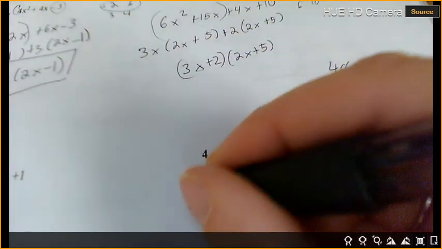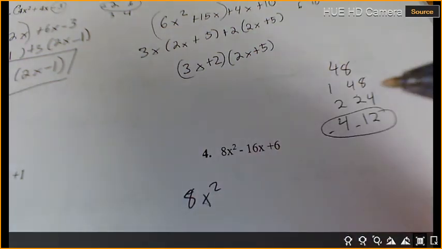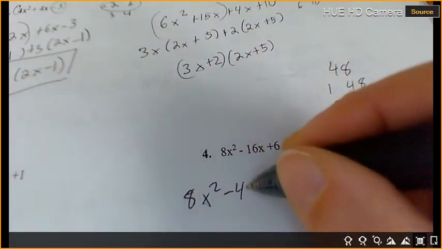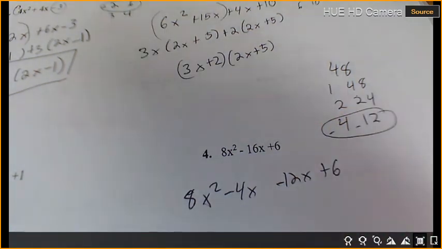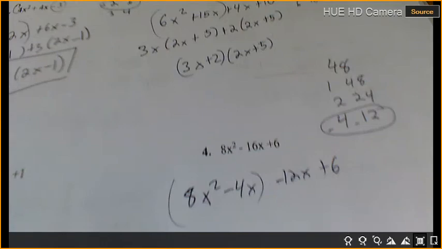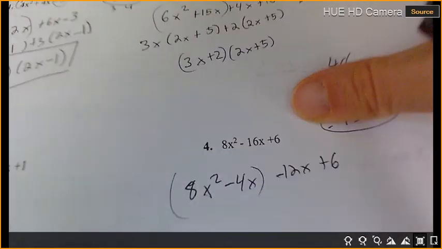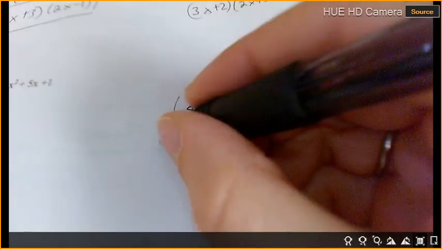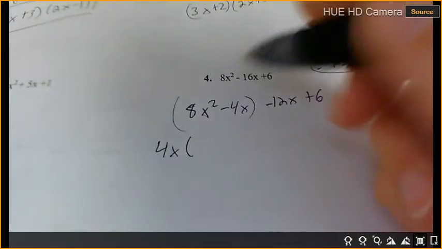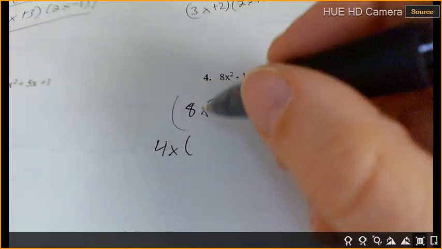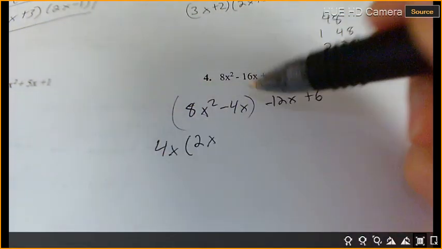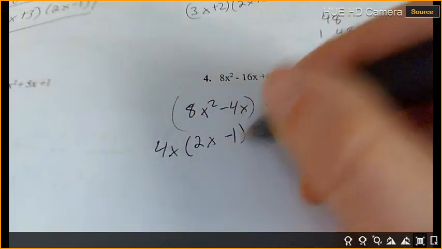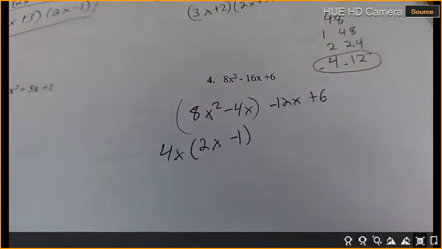Okay. 8x squared minus 4x minus 12x plus 6. And we're going to do grouping again. What can I take out of both 8x squared and negative 4x? 4x. 4x times what gives me 8x squared? 2x. 4x times what gets me negative 4x? Negative 1. Good. Nope, because we have the x on the outside.